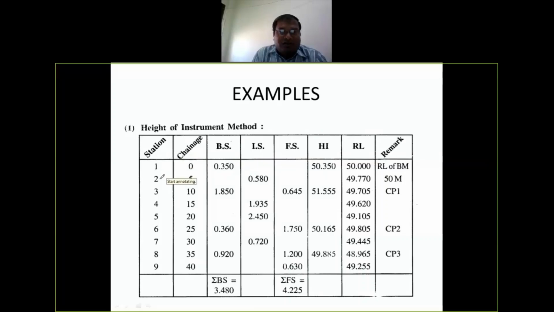Don't consider these two columns right now, and don't write values here either. I will tell you why. You have to enter those values later on.